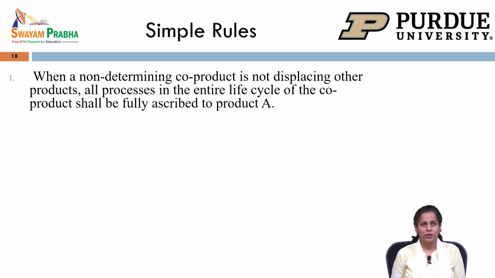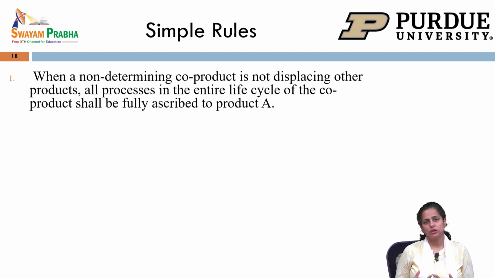The first is, when a non-determining co-product is not displacing other products, all processes in the entire life cycle of the co-product shall be fully ascribed to product A. Let us try to understand this. What it means is that we have a joint production. As you saw, there was process A that was making a product A and co-product B. So, co-product B is your non-determining co-product because your process is actually driven by the demand of product A in the market. So, if your co-product B is not displacing any other product in the market, then all processes in the entire life cycle should be given to product A.